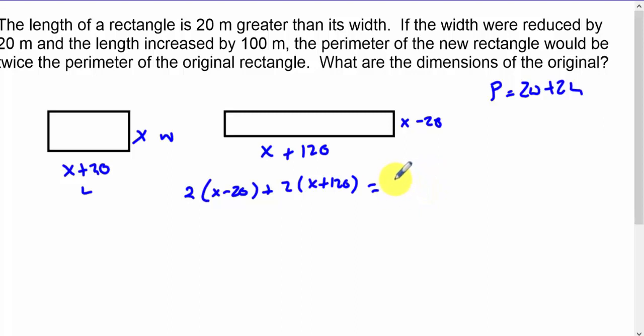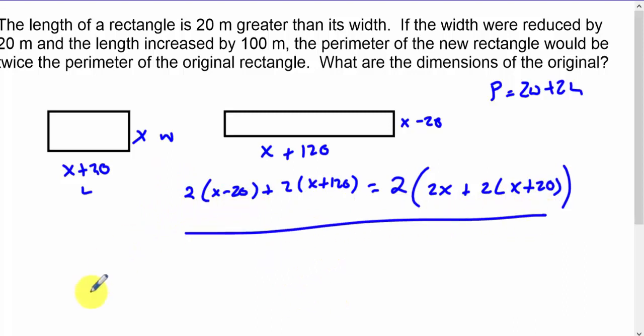Well, here's the original. Twice the perimeter of the original is 2x plus 2 times x plus 20. For most of these, I'm just going to set these up from now on because I'm pretty sure you guys are overly qualified to solve these equations. So there's your setup.